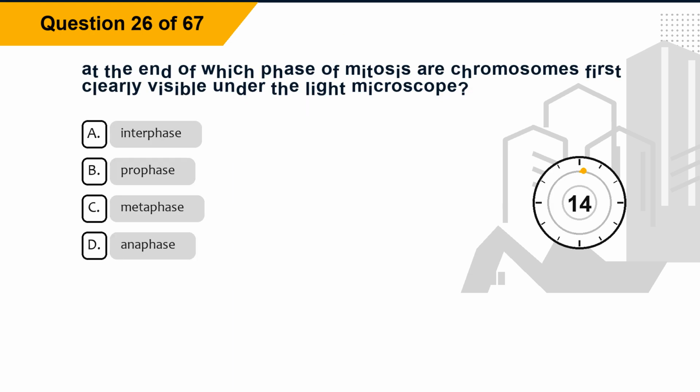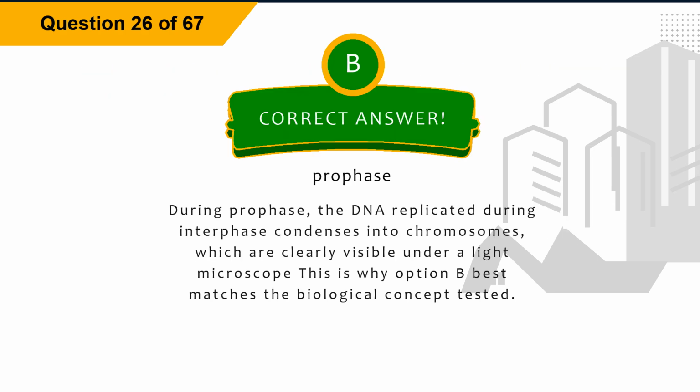Question 26. At the end of which phase of mitosis are chromosomes first clearly visible under the light microscope? Option A, interphase. Option B, prophase. Option C, metaphase. Option D, anaphase. The correct answer is option B, prophase. Explanation. During prophase, the DNA replicated during interphase condenses into chromosomes, which are clearly visible under a light microscope. This is why option B best matches the biological concept tested.